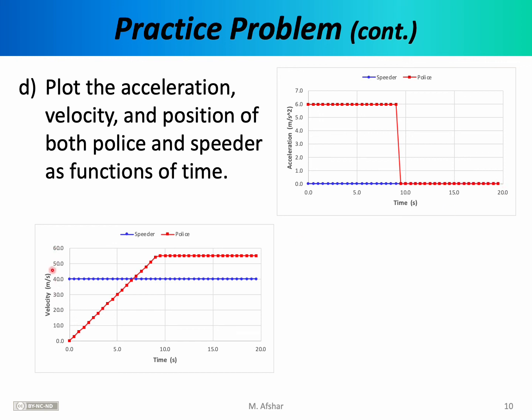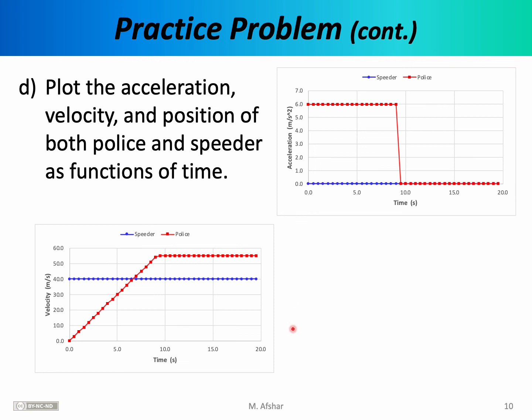Here are graphs of velocity or speed versus time for the speeder in blue and the police in red. As you can see, the speeder is pretty simple. The speeder is traveling at a constant speed of 40 meters per second the whole time. He's not speeding up, he's not slowing down. The police motorcycle, on the other hand, is trying to catch up with the speeder. He starts at rest, he revs up the engine, he goes faster and faster until he reaches his maximum speed of 55. That happens around 9 seconds. And then from there on, the police motorcycle cruises at 55 meters per second.